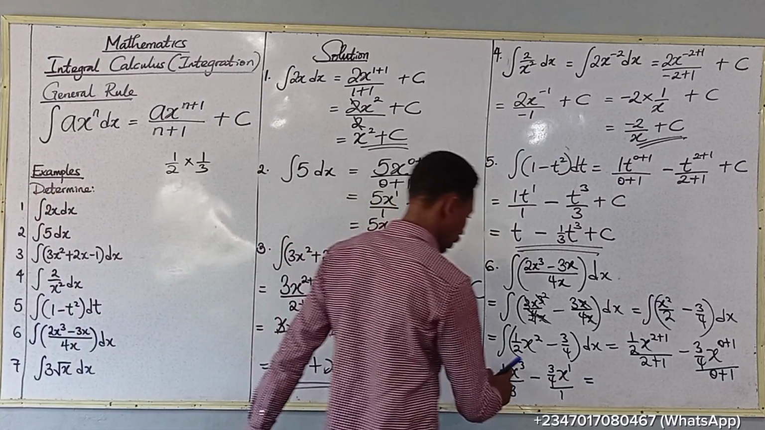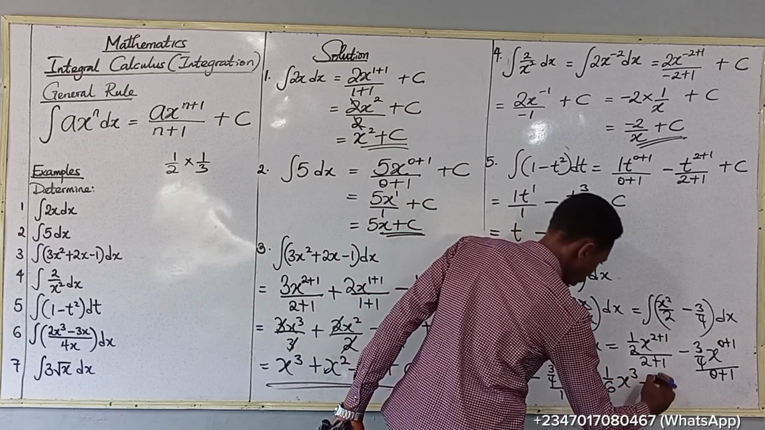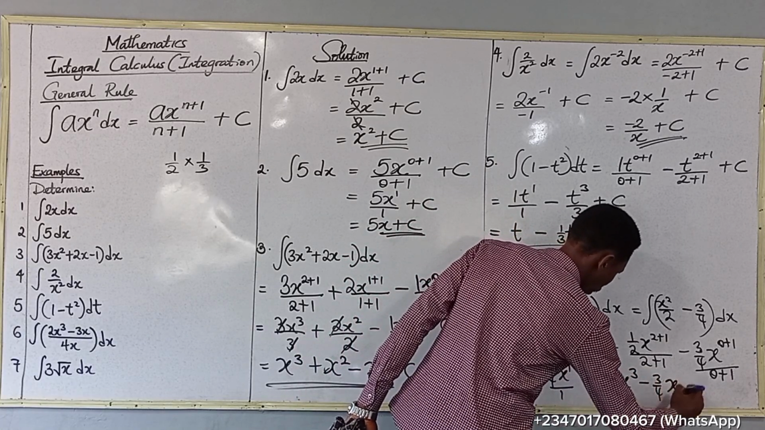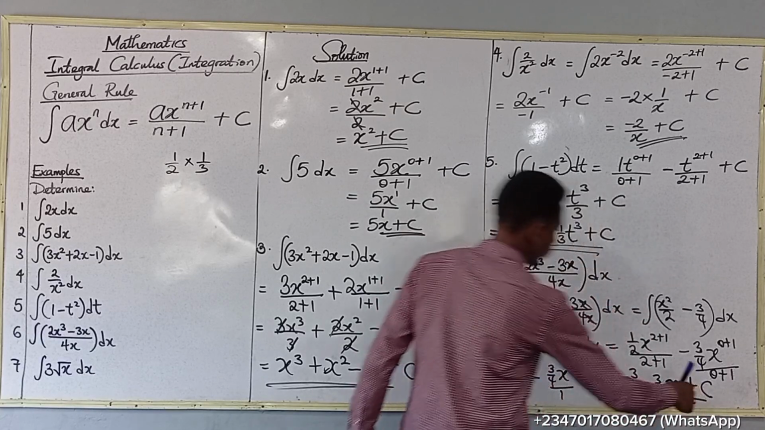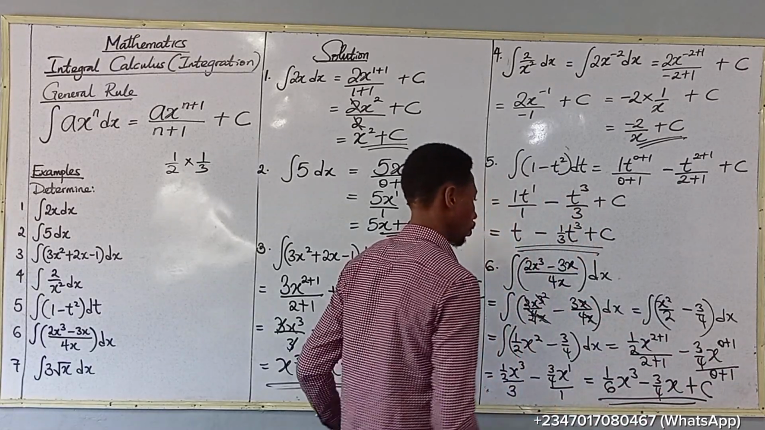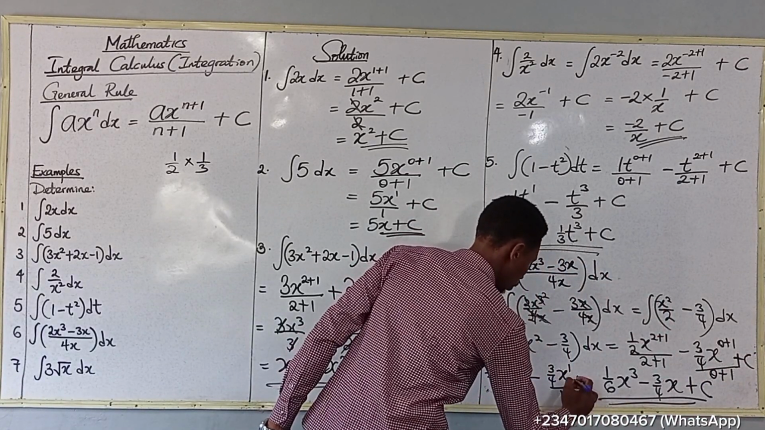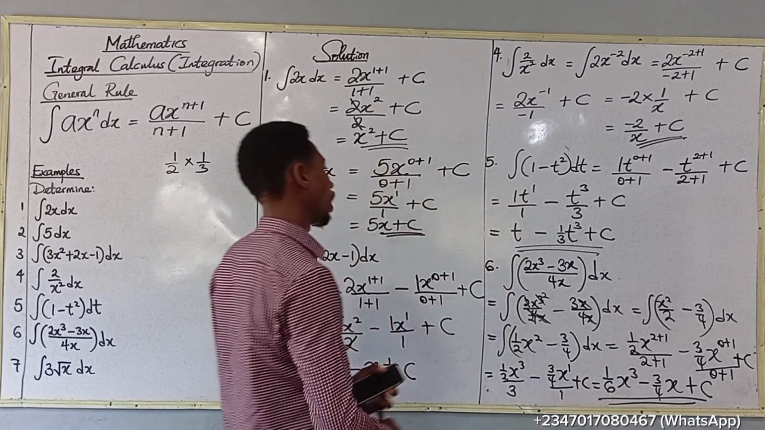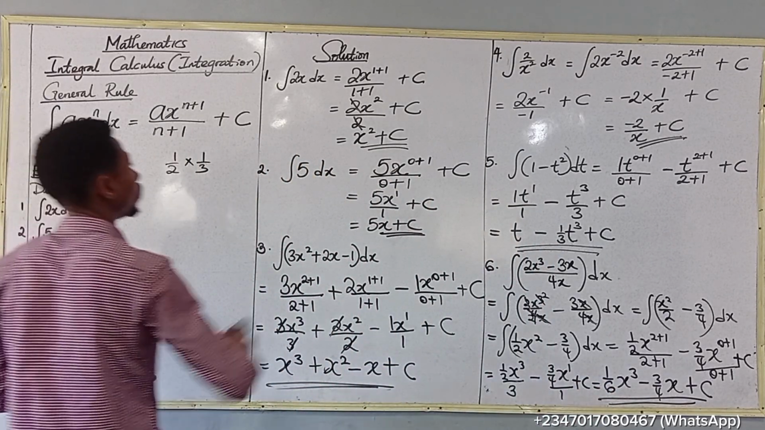Multiply that, and what we have here is 1 over 6 x raised to power 3 minus 3 over 4 x, then plus c. C has to be in the final answer. I should have written it here and here though, but that's it. So I can put it here plus c and here plus c. So that is the answer to number 6. Let's go to number 7.